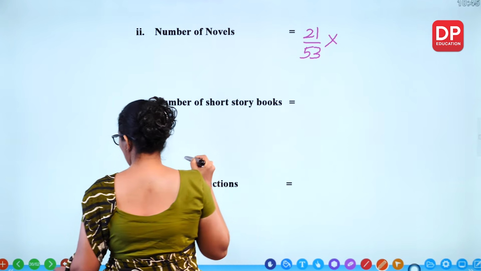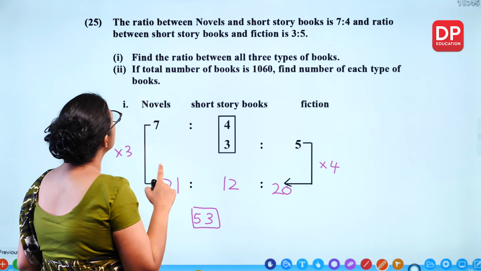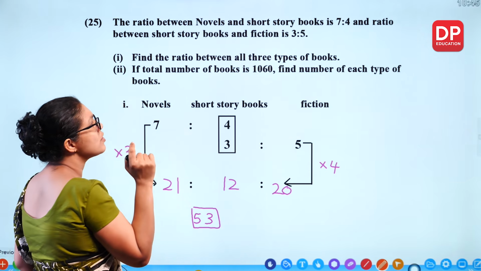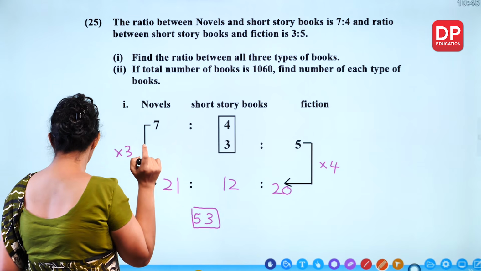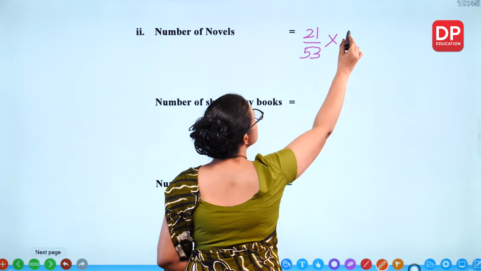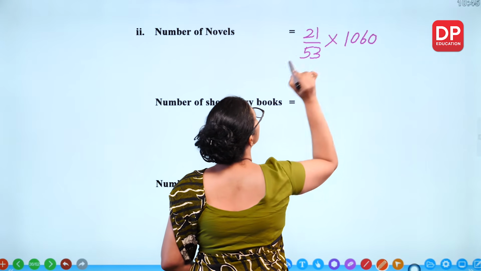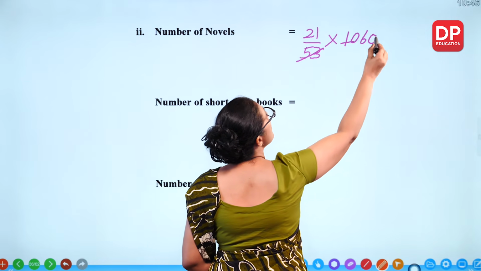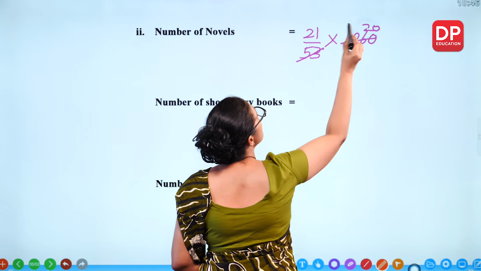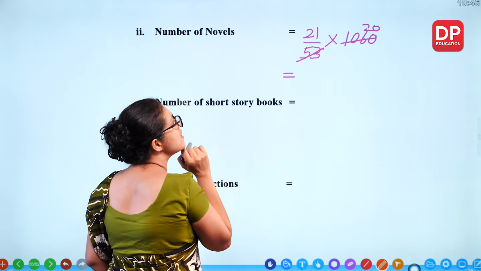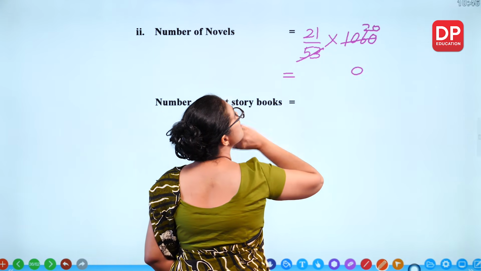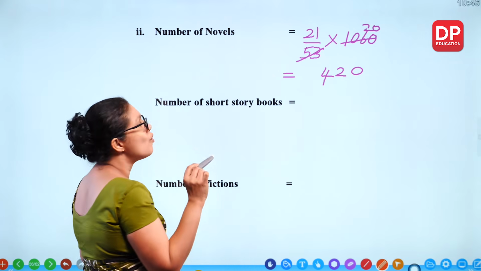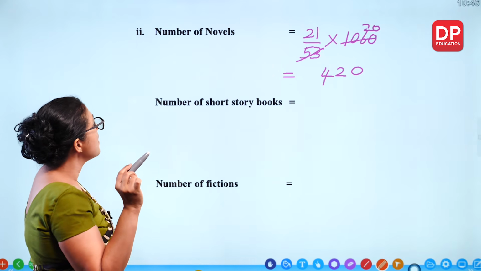And how many books are there? It says the total number of books is 1060. You have to find out each type of book. Here you can see 1060 divided by 53 is 20. So 20 times 21. Put 0, 2 times 1 is 2, 2 times 2 is 4. So 420 novels are there.